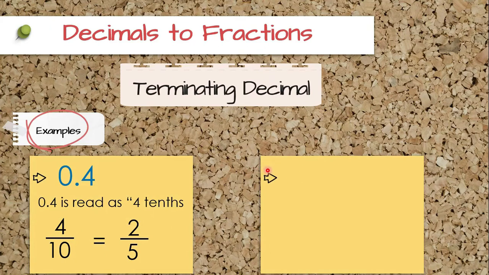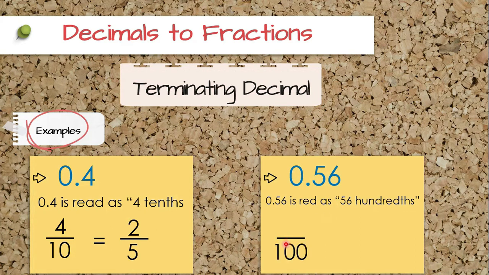Next is 0.56. So it is read as 56 hundredths. Again, our denominator will be this time 100 because that is in the hundreds place. And then just copy the 2 digits after your decimal point and that is 56. So you have 56/100 and change it into its lowest term. And that will be equal to 14/25.